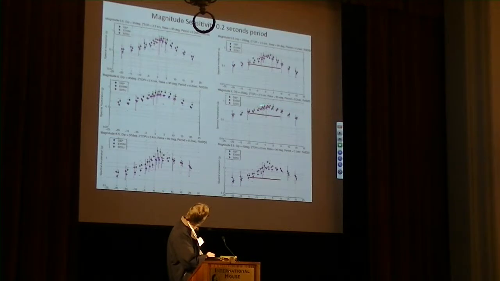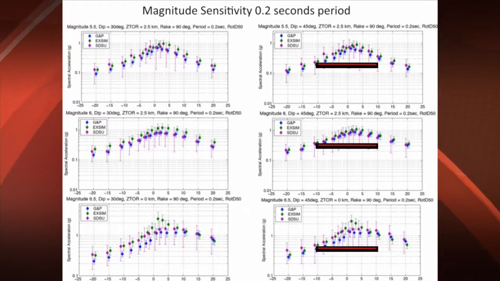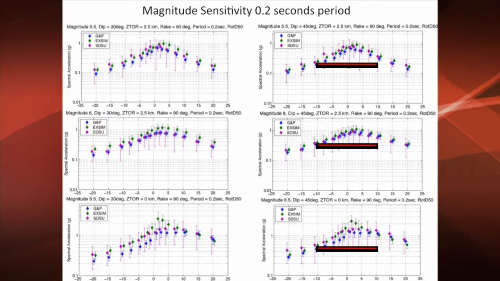This is important for us because for Diablo Canyon, we're going to be dealing with reverse faults in this range here on the hanging wall side and in this magnitude range. So we need to be able to capture those appropriately for their hanging wall scale.